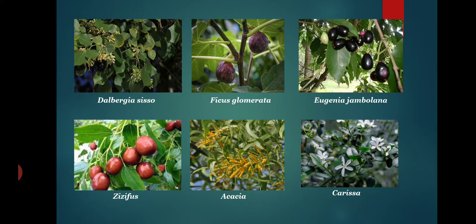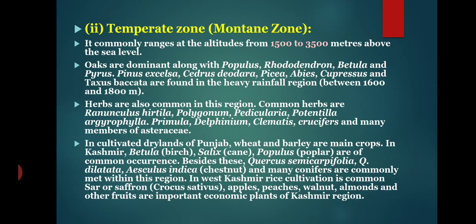These are all plants which we can see in our area also, that is Sisyphus, then Acacia, Carissa, and all these are common plants. Okay. And the next portion, that is the next zone, the montane zone or temperate zone. From there onwards we can see drastic changes in the flora, because the altitude is between 1500 and 3500.